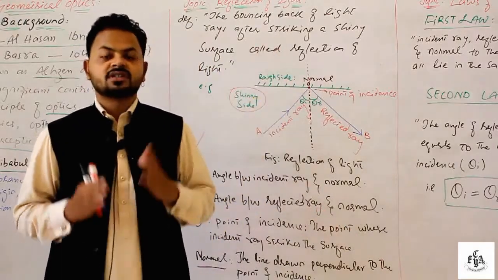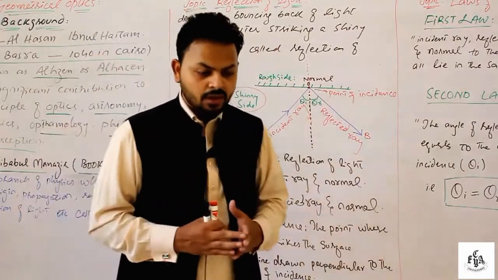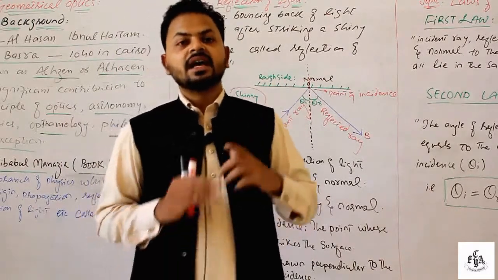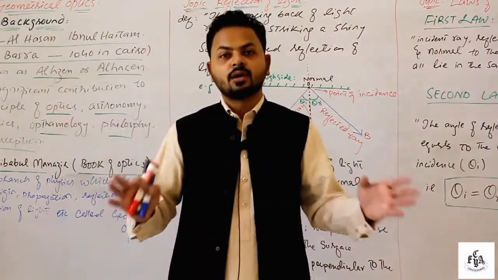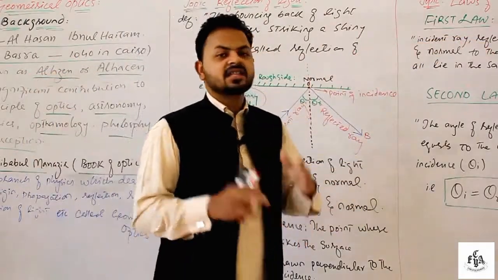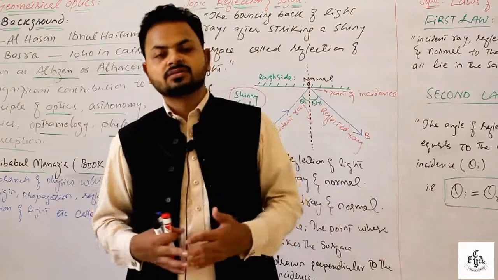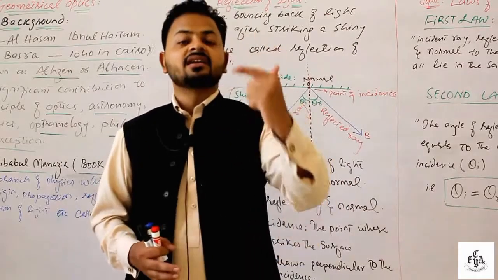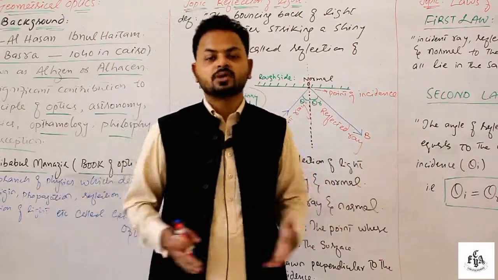Then we moved towards the laws of reflection. Do remember, there were two laws. In the first law, the incident ray, reflected ray and normal lie on the same plane. The second law is theta I equals theta R: the incident angle and the reflected angle are equal in reflection of light. So this was all about today's lecture.